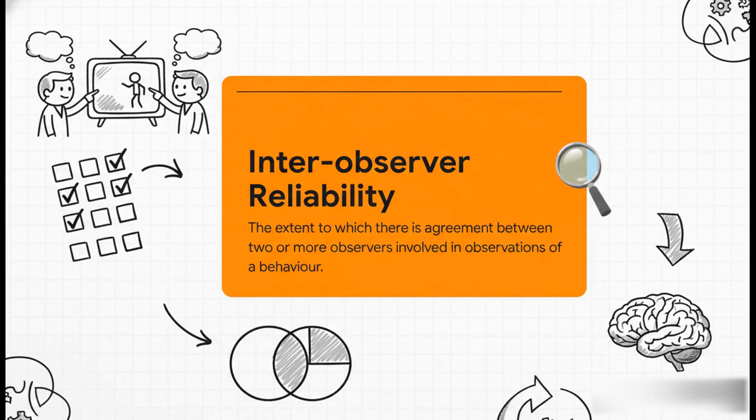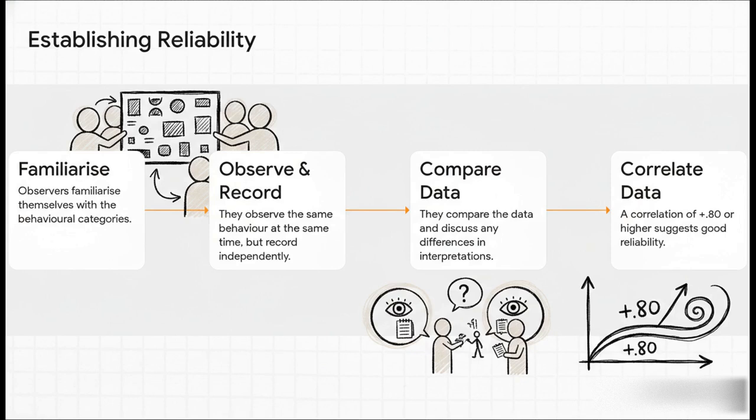You get 2 or more people to watch the same event, and then you check if they recorded the same things. If you and I watch the same kids in a playground and our tally charts look really similar, we can be confident in our data. If they're wildly different, something's wrong with our system. And there's a really clear process for this.